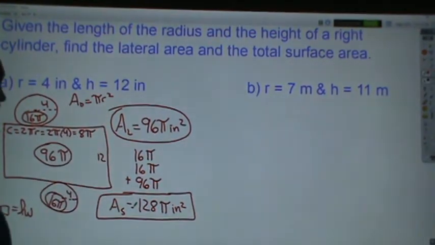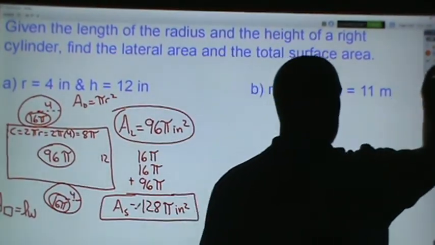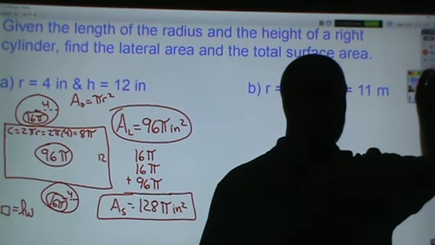Part B is a similar problem. So I'm going to start by drawing my net.